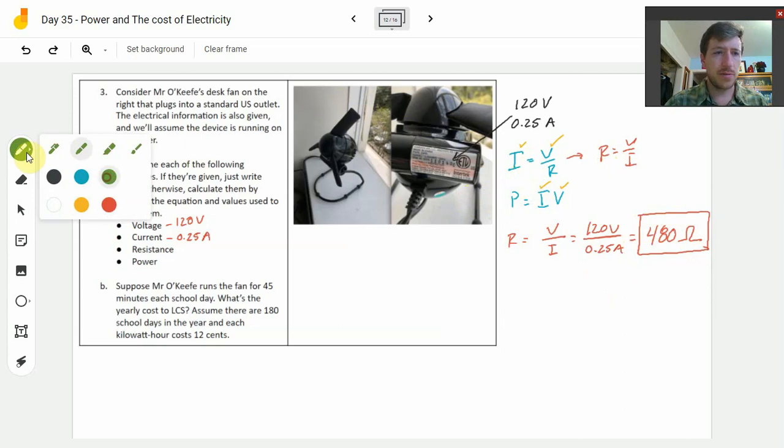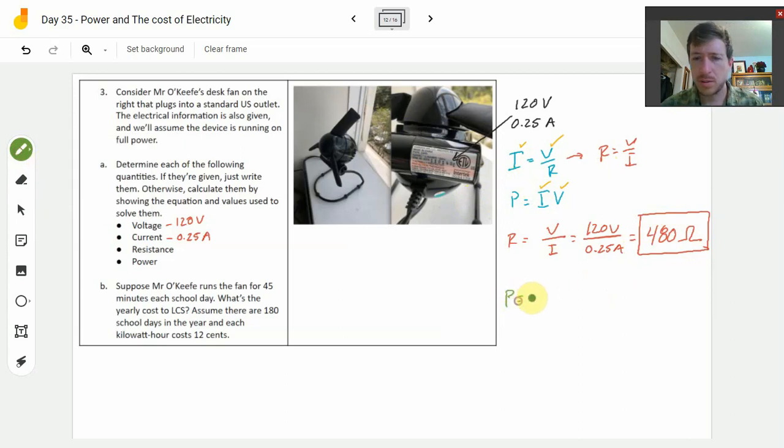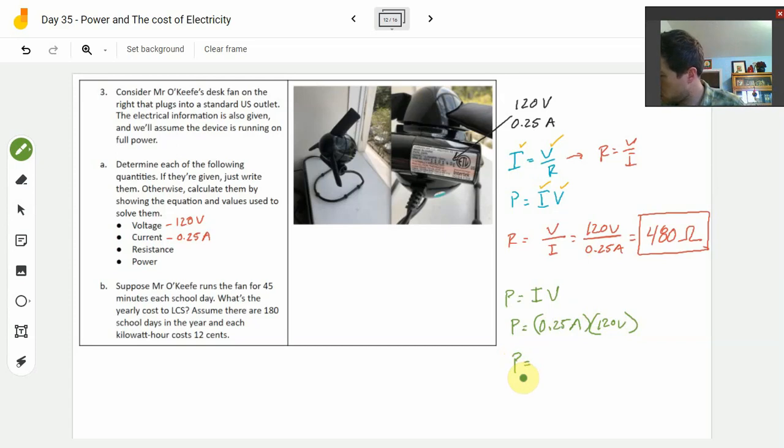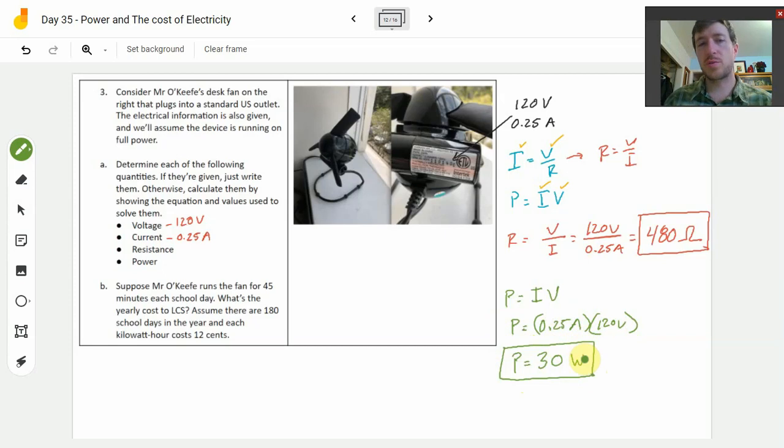And then the power for this one: power is equal to current times voltage. So power is equal to 0.25 amps times our voltage, which is 120 volts. So the power is 30. And what are our units for power? That is, of course, watts. Power is 30 watts. So this thing requires 30 joules per second to operate. So not nearly as much as our previous ones.